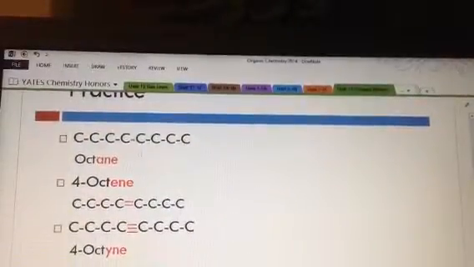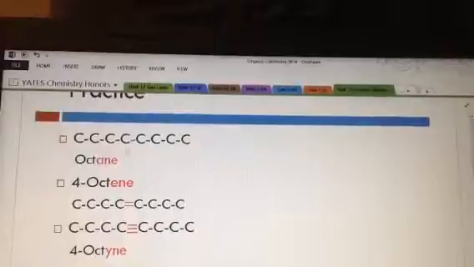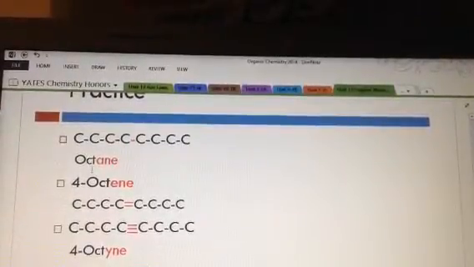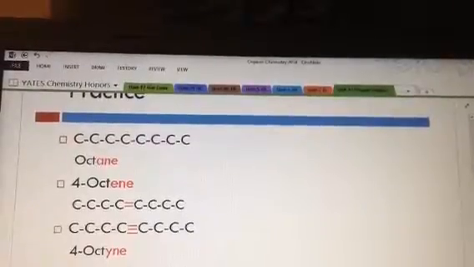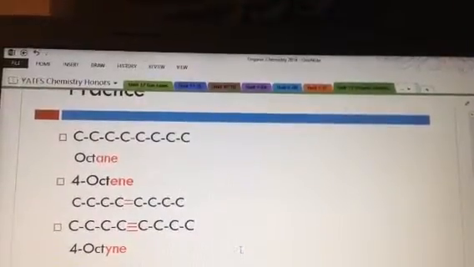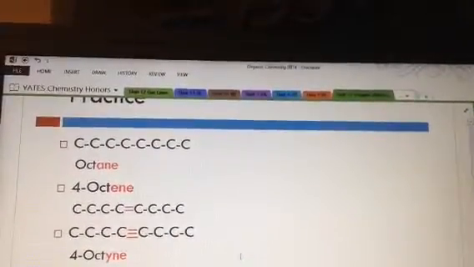So, in recap, this is octane. Octane is single bonds, 8 carbons. This would be a 4-octene, and this would be a 4-octyne. I hope this helps with simple identification of carbon compounds.